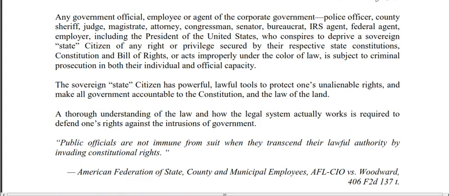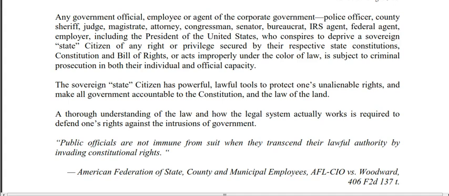Any government official, employee, or agent of the corporate government, police officer, county sheriff, judge, magistrate, attorney, congressman, senator, bureaucrat, IRS agent, federal agent, employer, including the President of the United States, who conspires to deprive a sovereign state citizen of any right or privilege secured by the respective state constitutions, federal constitution, and Bill of Rights, or acts improperly under the color of law is subject to criminal prosecution in both their individual and official capacity. The sovereign state citizen has powerful, lawful tools to protect one's unalienable rights and make all government accountable to the Constitution and the law of the land.